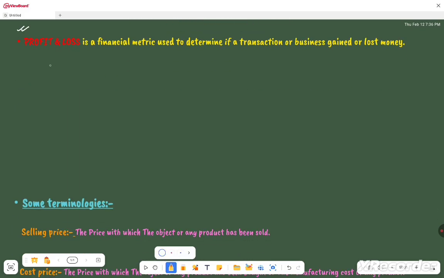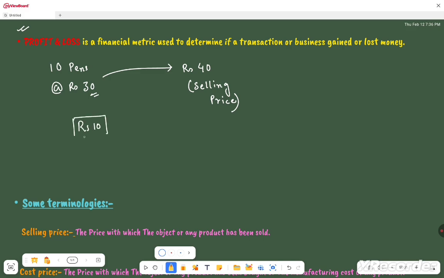Suppose you have 10 pens, and you have bought these 10 pens at rupees 30. That means 3 rupees per pen. And you are selling these 10 pens at rupees 40. This is the selling price. Now you are selling these pens at rupees 40 and you have bought them at rupees 30. So you can see there is a margin of 10 rupees.